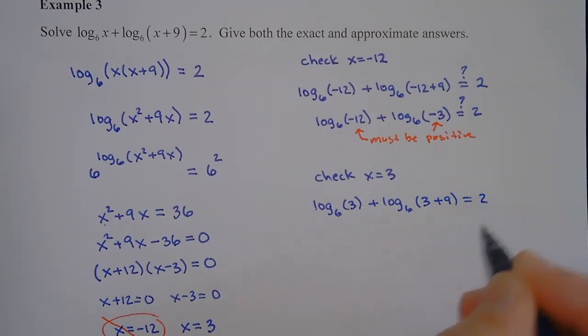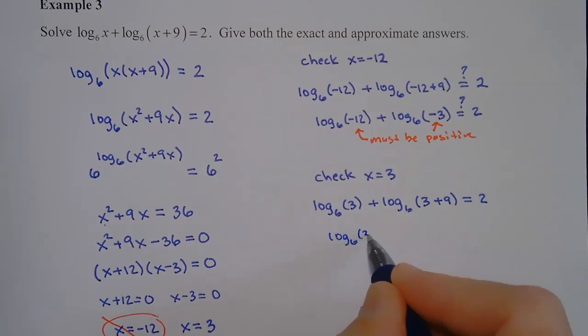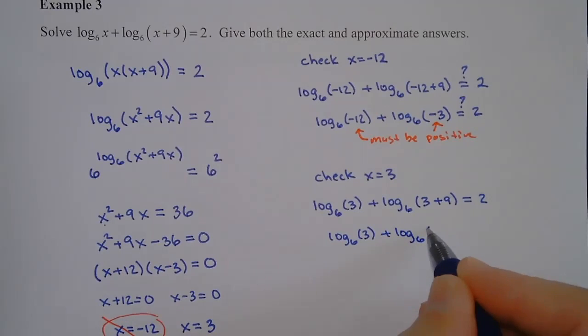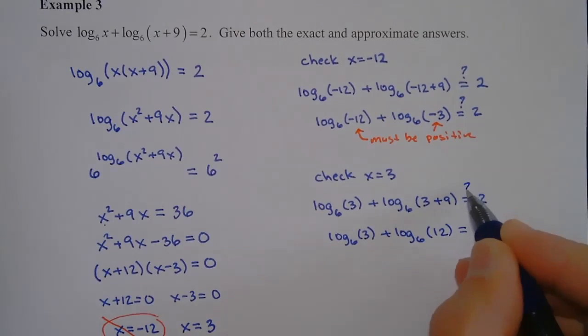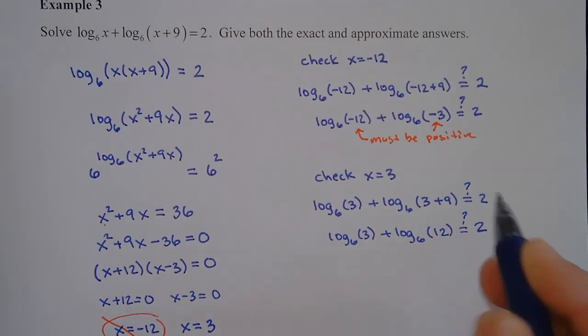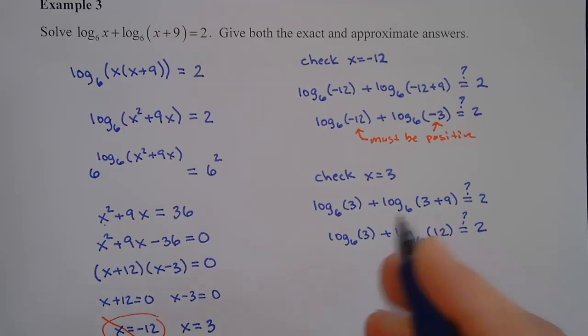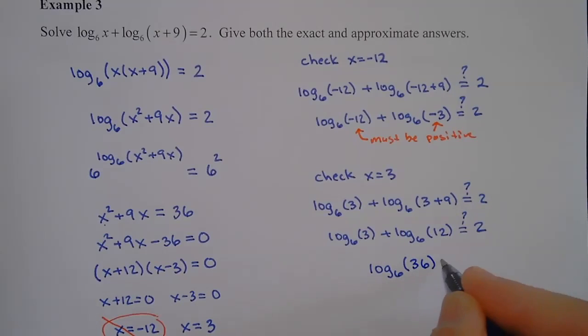And that's equal to 2. And then this would be log base 6 of 3 plus log base 6 of 12. Does that equal 2? I'm going to put a question mark here. If you left off the question mark, it'd be okay. All right, and so we have log base 6 of 3 plus log base 6 of 12. Okay, we can rewrite that as a single logarithm. So that'd be log base 6 of 3 times 12, and 3 times 12 is 36.